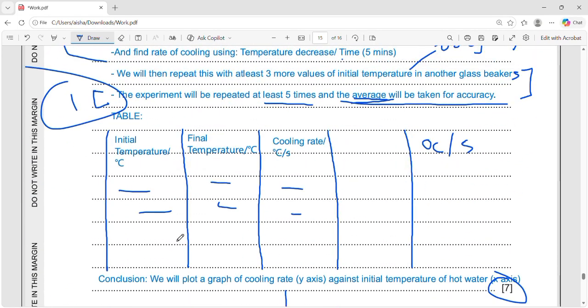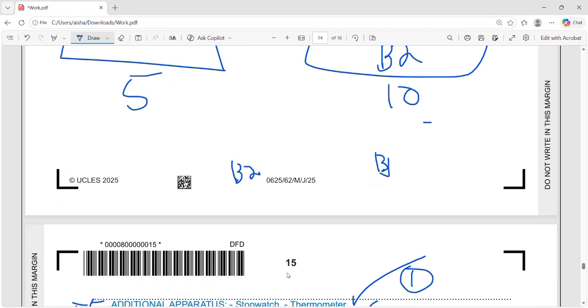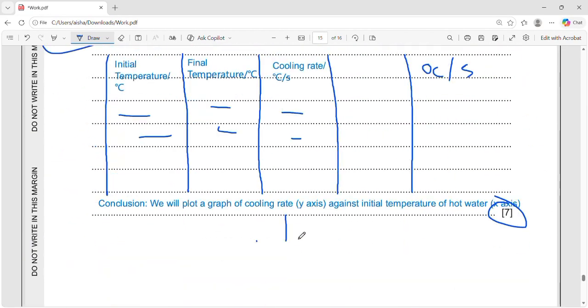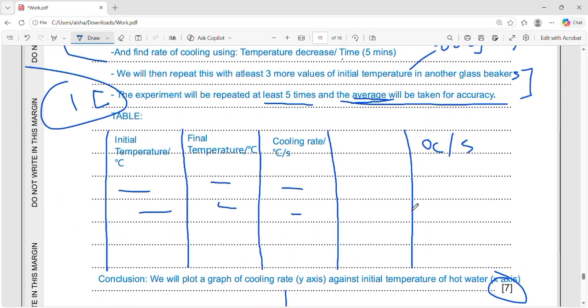Then the table and the conclusion are 2 marks separate. In the table, you write the initial temperature over the units. Units are really important, over degrees Celsius. Final temperature over degrees Celsius. And then cooling rate is going to be degrees Celsius over second, because temperature is in degrees and time is in seconds. So that's degrees over seconds. You need to write the correct units.